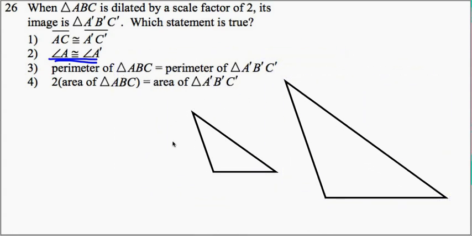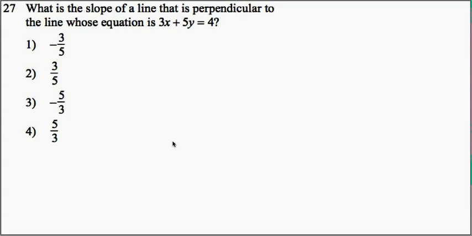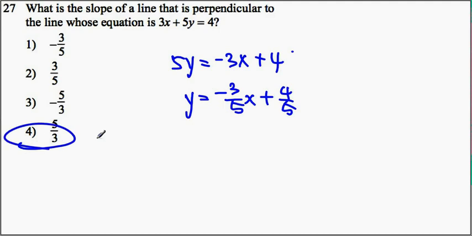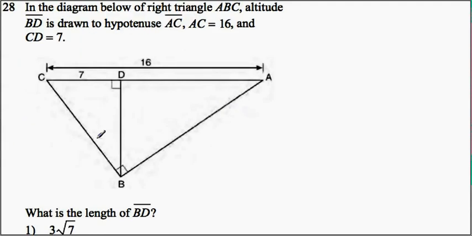Alright, let's look at number 27. What is the slope of the line that is perpendicular to this one? Perpendicular, we have to be careful about that. Solving for y, 5y must be equal to -3x plus 4. And then when you divide by 5, we get y equals -3/5 x plus 4/5. Now, since it's perpendicular, it has to be the negative reciprocal of that, so it has to be positive 5 over 3, which is choice number 4.